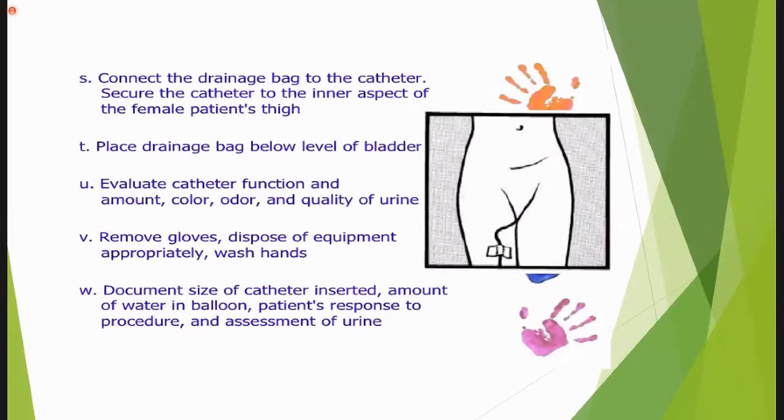And then secure the catheter with adhesive tape from the female patient's thigh. Place the drainage bag below the level of the bladder and evaluate catheter function and the amount, color, odor, and quality of urine. At the end, remove the gloves, dispose of the equipment appropriately, and wash the hands.